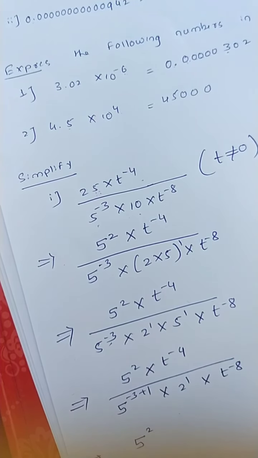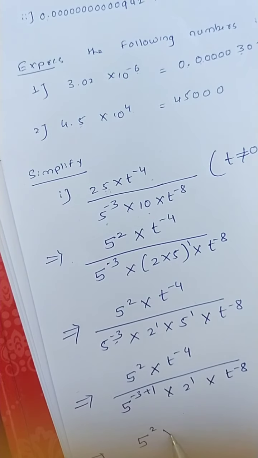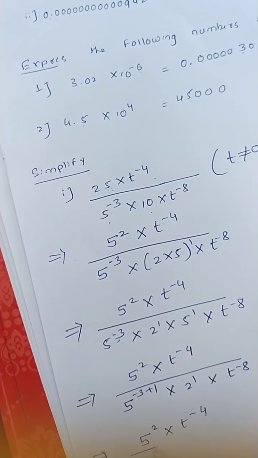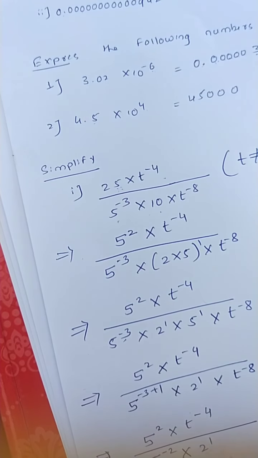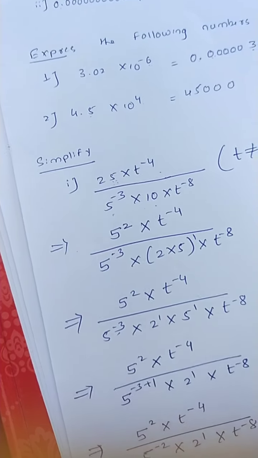So what will you get? You will get 5 square into t raised to minus 4, whole divided by 5 raised to minus 2. So that is 5 minus 2 you will get: 5 raised to minus 2 into 2 raised to 1 into t raised to minus 8.